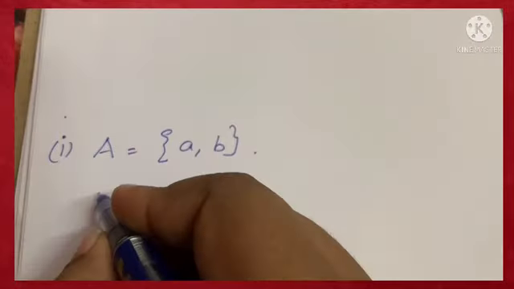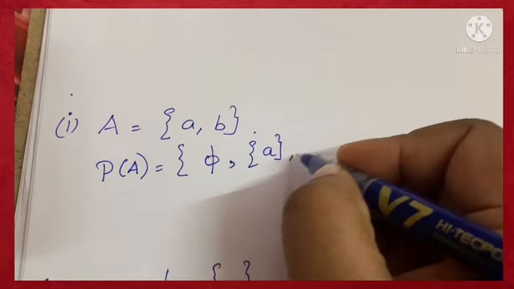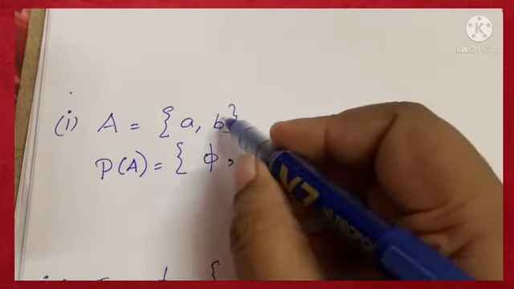Okay, now to the next one. P of A. First null, and write the elements separately. A is a subset, B is a subset, and then the set itself is a subset.